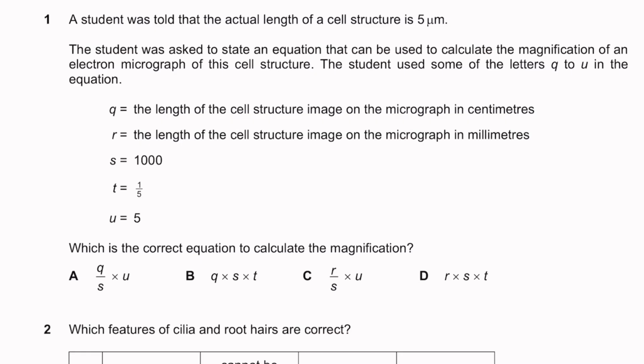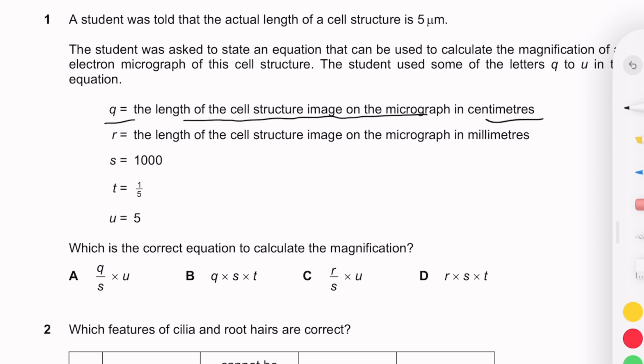A student was told that the actual length of a cell structure is 5 micrometers. The student was asked to state an equation that can be used to calculate the magnification of an electron micrograph of this cell structure. The student used some of the letters Q to U in the equation. Q is the length of the cell structure and cell structure image on the micrograph in centimeters. R is the length of the cell structure image in millimeters, which we use millimeters only.